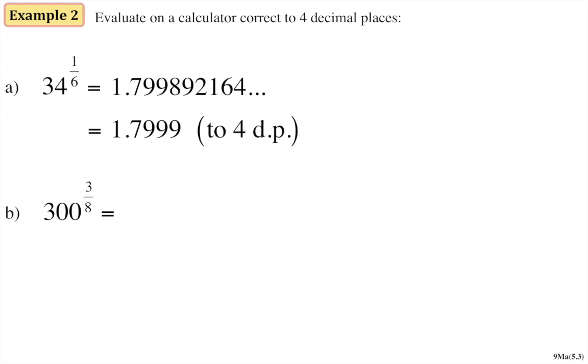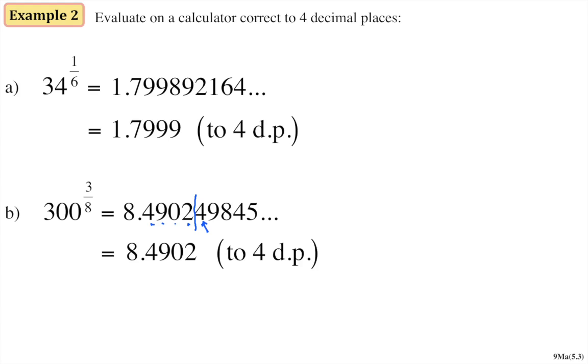Let's try this one on the calculator. 300 to the power of 3 over 8. There's my answer, to 4 decimal places. 1, 2, 3, 4. That's a 4, so it's not going to round up. It'll stay as it is. It's 8.4902.